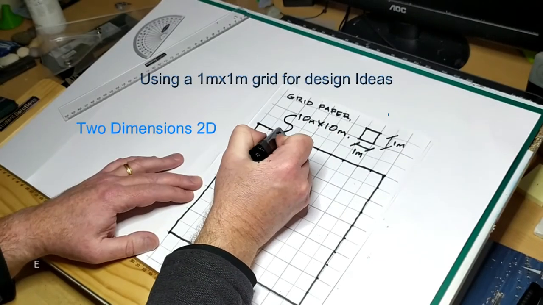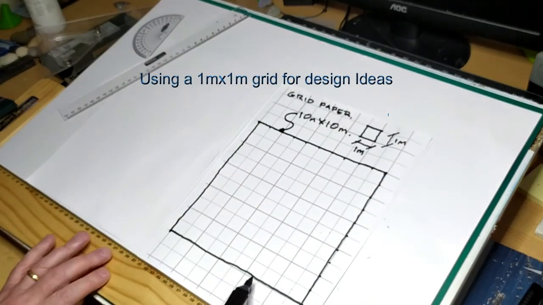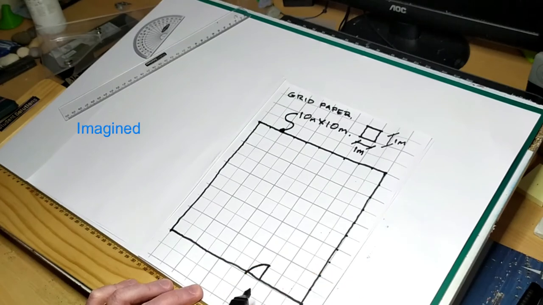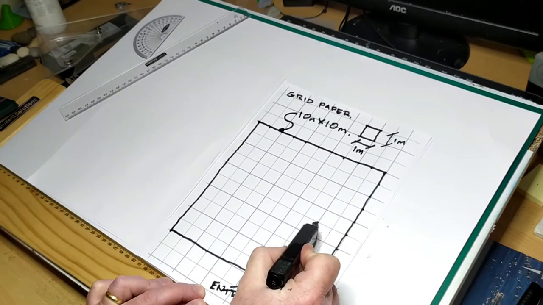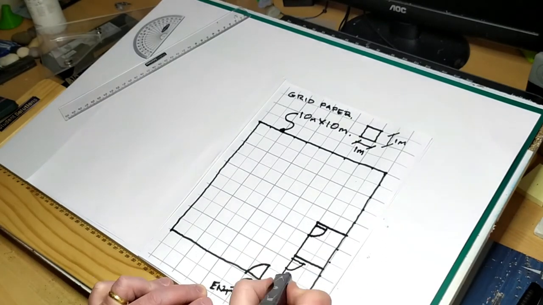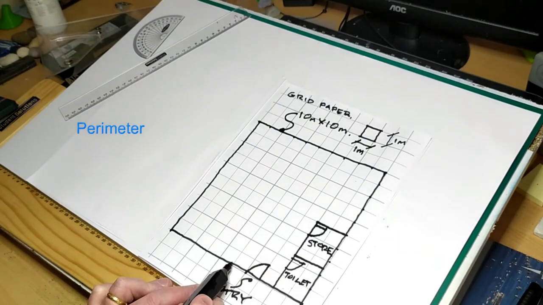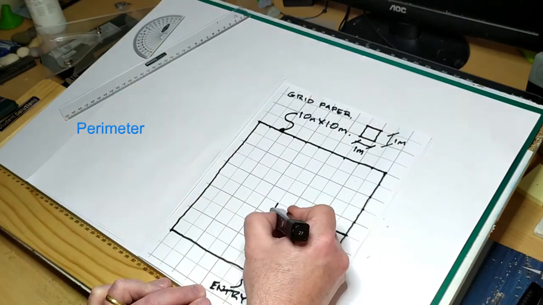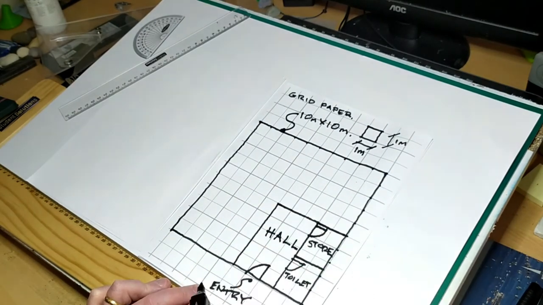Here we will be working in two dimensions, or 2D. 2D can be imagined as flat drawings that have no height. This time we will use simple grid paper to help us. Each square on the grid is imagined to be 1 meter by 1 meter, and the house will be 10 meters by 10 meters. So the outside edge of the house, or the perimeter, is drawn first to make sure the drawing will fit on the page. See how the door is drawn looking at it from above.